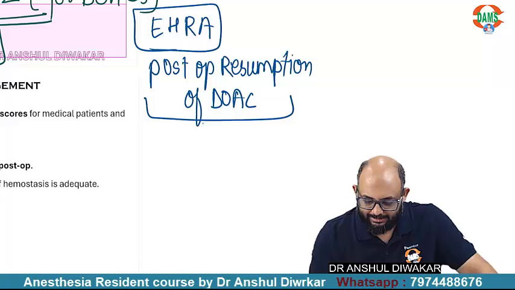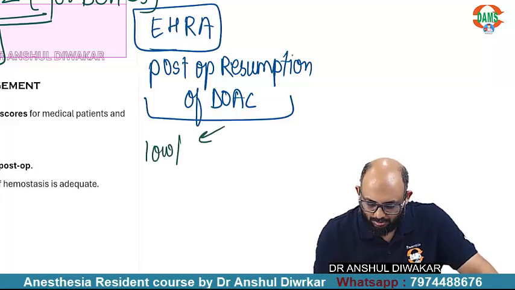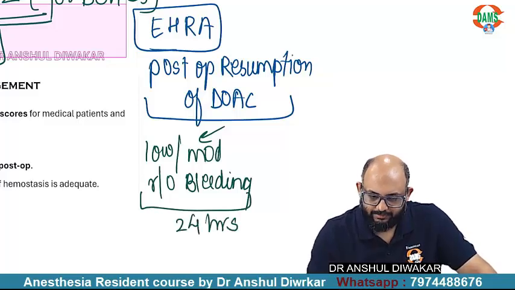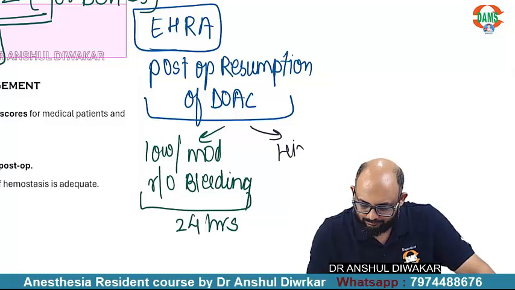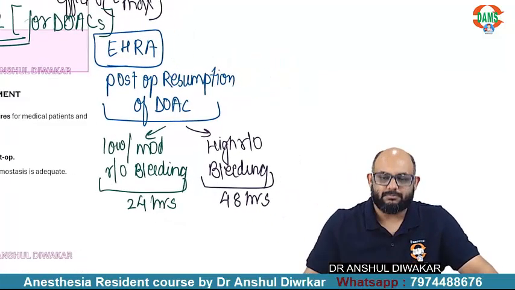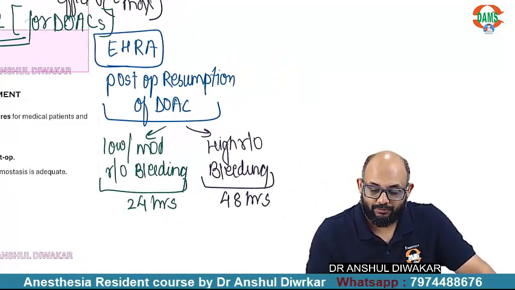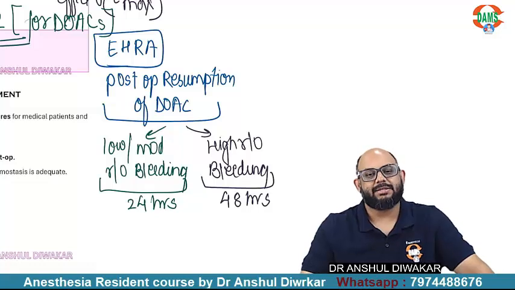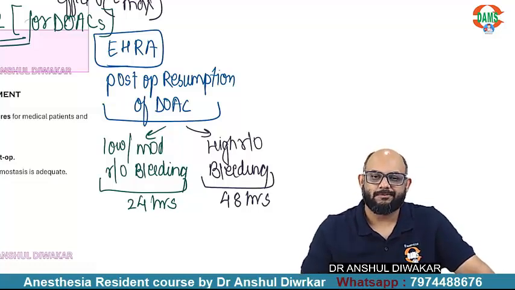So you follow these guidelines: if there is a low or moderate risk of bleeding, then you will start after 24 hours. But if there is a high risk of bleeding, then you will start after 48 hours. Post-op resumption of DOAC. Okay. So if it is a low or moderate risk of bleeding, 24 hours. And if it is a high risk of bleeding, 48 hours. Okay.